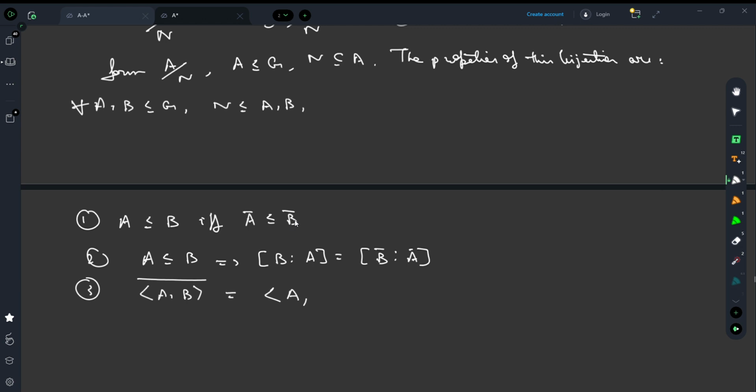Let me just verify this once. As far as I remember, it should be A bar, B bar. Number 4, we have that the bar of A intersection B is equal to A bar intersection B bar. And number 5, A is normal in G if and only if A bar is normal in G bar.